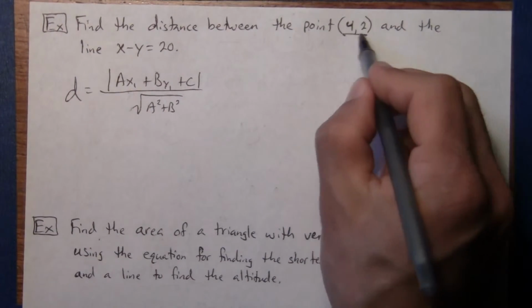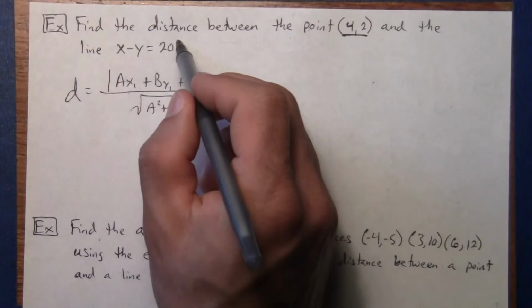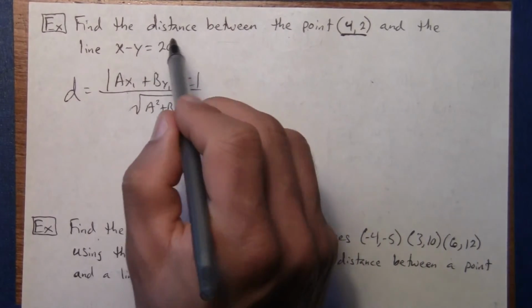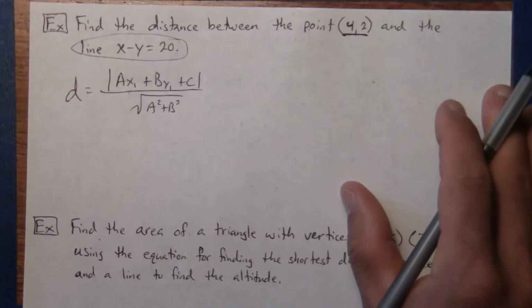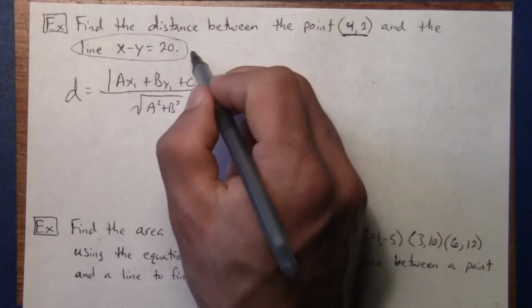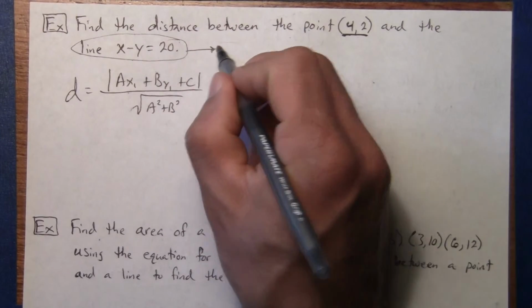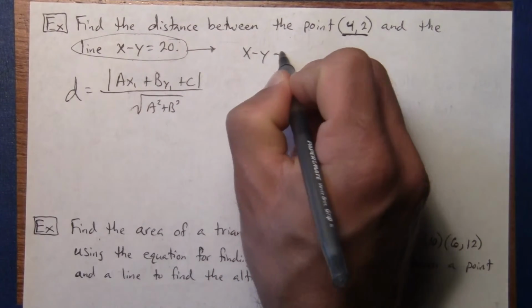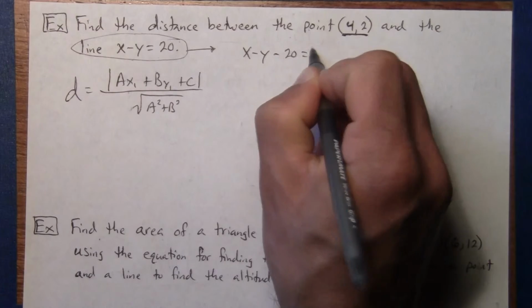You've got your point, this is your x1, y1, and then the thing you really need to be careful with before you start plugging numbers in is your line needs to equal 0. You know, normally you say it's got to be y equals, it should be slope-intercept form. Not for this formula. For this formula it has to equal 0. And you can move all of your information to whichever side you want.